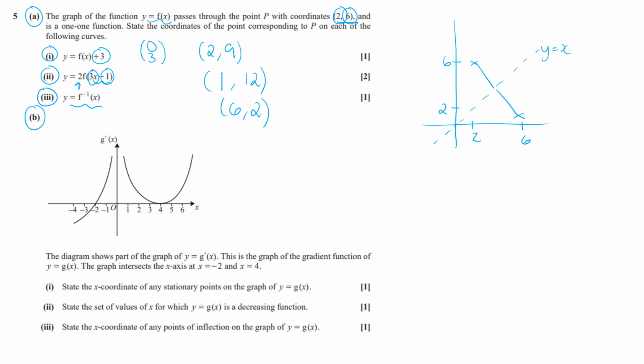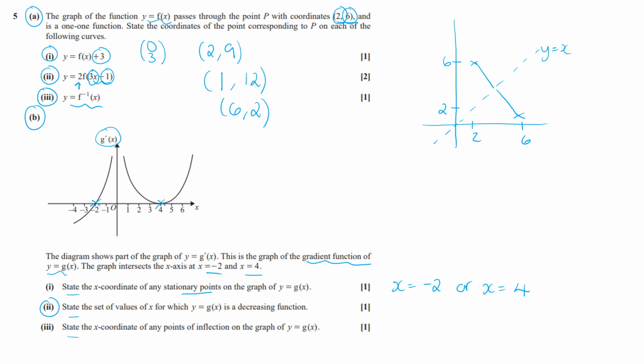Now in part B, we've got this graph here, g dash of x, which is the gradient function of some curve y equals g of x. The graph intersects at -2 and 4. And here we've got to just state what we think is going to happen in these situations. State the x coordinate of any stationary points. Well, because this is the gradient function, when the gradient is 0, that's telling us we've got a stationary point. So the x coordinate at the stationary point will be x equal to -2 or x is equal to 4.